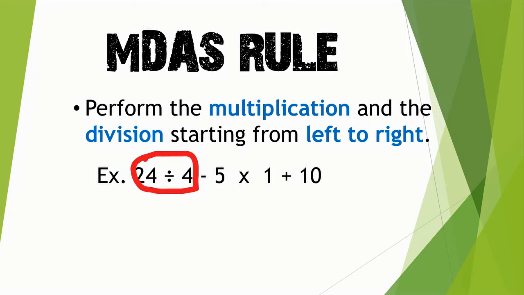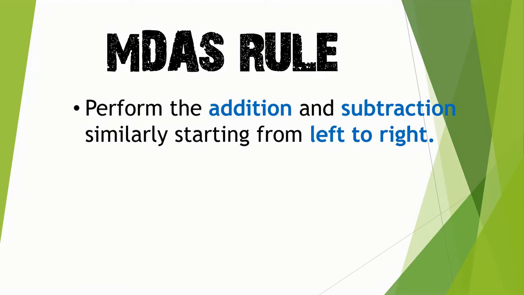Ayan. And then the second rule is we're going to perform the addition and subtraction similarly starting from left to right. Kung kanina ay multiplication at division, ngayon naman susunod si addition and subtraction starting from left to right. Kaliwa na pupunta sa kanan.